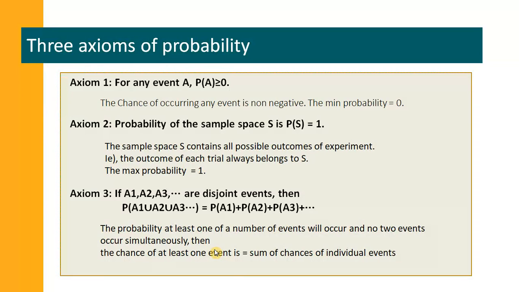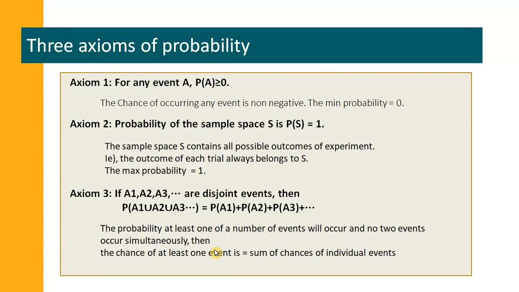For any event A, P of A is greater than or equal to 0. This means that the chance of any event occurring is non-negative. We can also say the minimum probability is equal to 0. This is true, right? We can say there is a 0% chance of an event happening. But we cannot say there is a negative 5% chance that an event will happen.